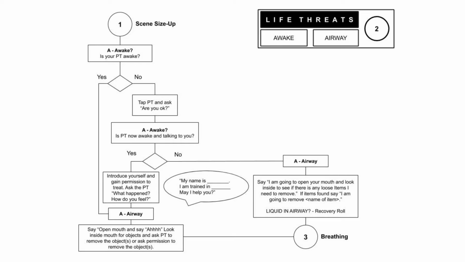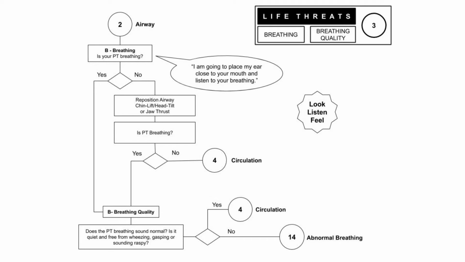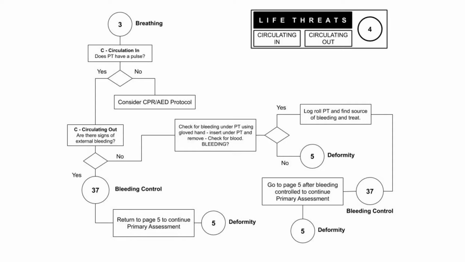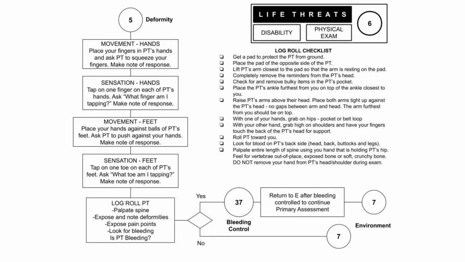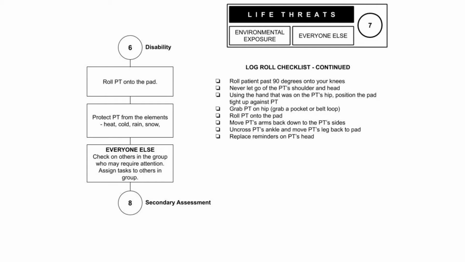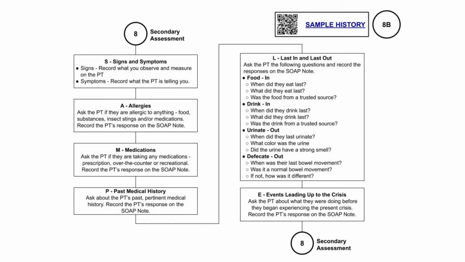You go ahead to perform a full primary assessment. And in the primary assessment, you find the patient has a contusion, a bruise to her right forehead, and you find no other deformities or disabilities. So you move on to the secondary assessment, and you start with SAMPLE history. Now be sure to write what you learned in SAMPLE history on the SOAP note you downloaded and printed.